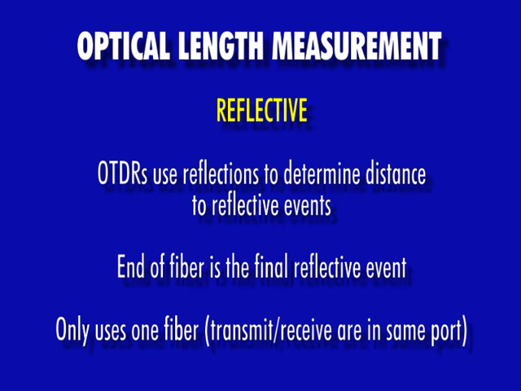The first method is called reflective. Reflective length measurement is how OTDRs determine distance. And this can be used not only to find the end of the fiber, but also to find any events, as far as how far away they are, that are present in the fiber link. This method only requires one fiber since the transmitter and receiver are present in a single OTDR port.